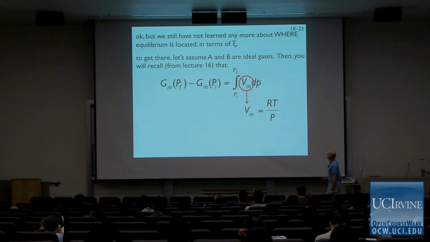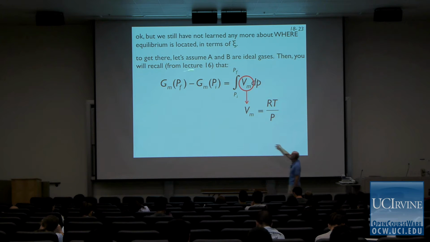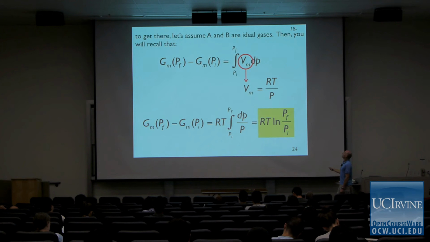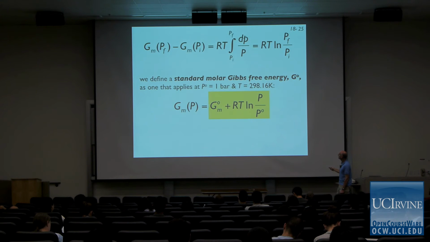Okay. Now, we haven't said where equilibrium is with respect to the extent of reaction. To get there, let's assume that A and B are ideal gases. Then you recall from lecture 16 that we can take the difference between the molar Gibbs energy of the final state and the initial state. That's just equal to this integral right here. And for an ideal gas, because that's just RT over P, we get RT log P final over P initial.